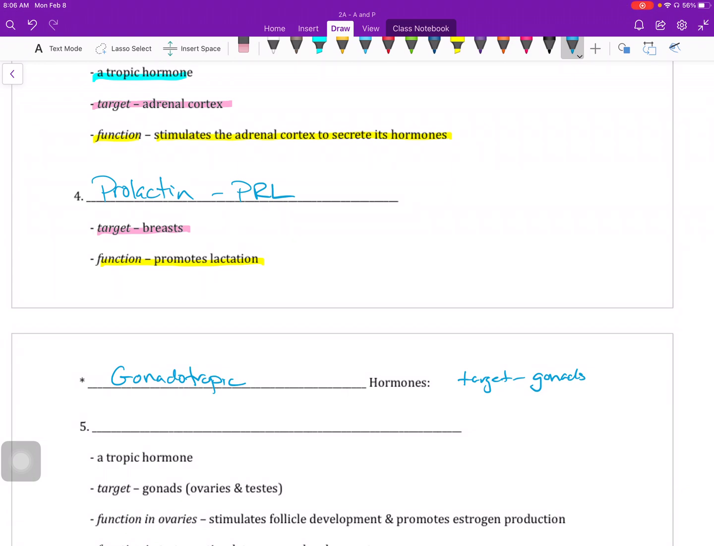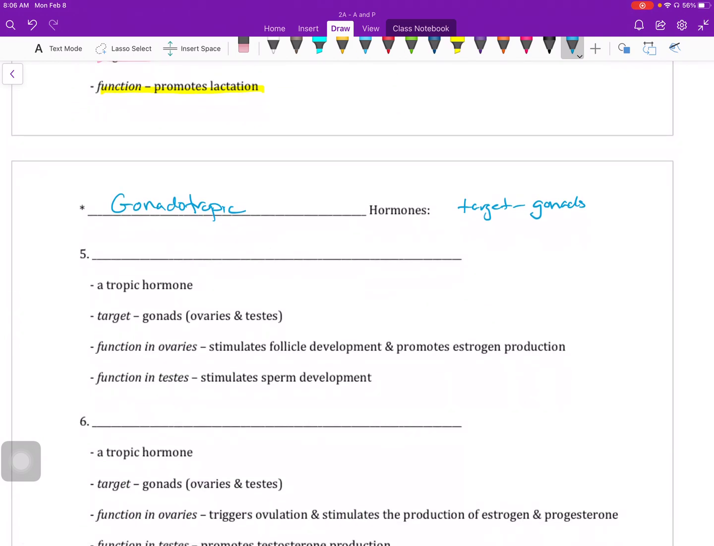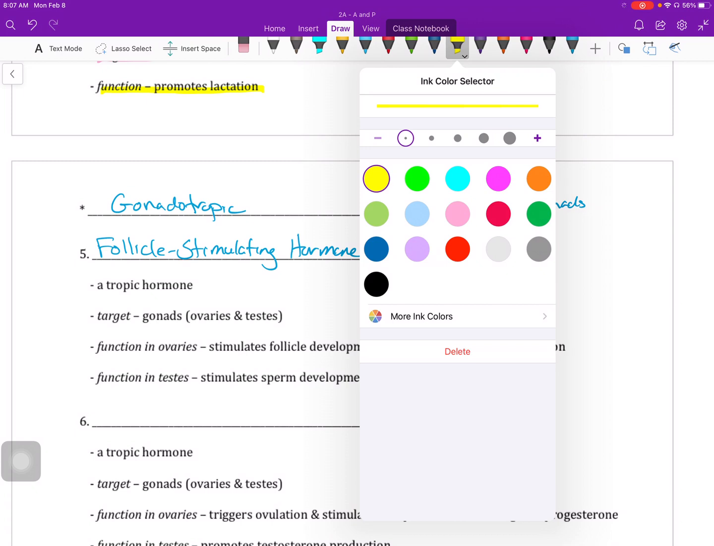So specifically, the first one we want to look at is known as follicle stimulating hormone, or FSH. Now, it is a tropic hormone.